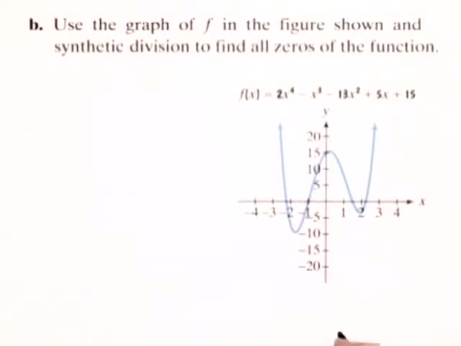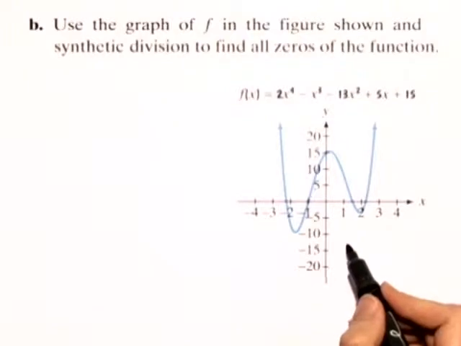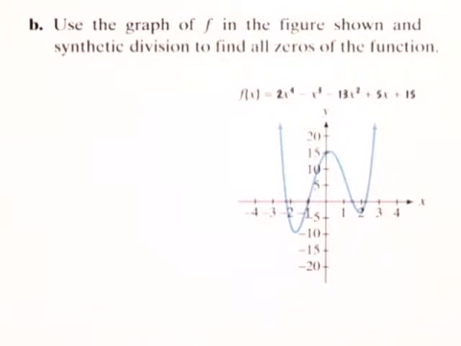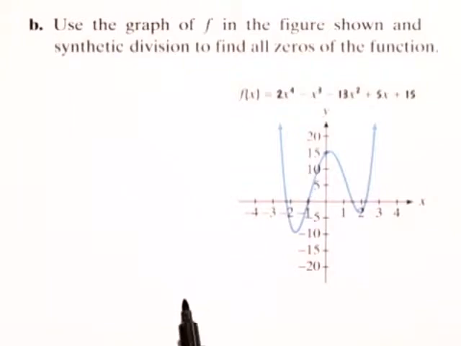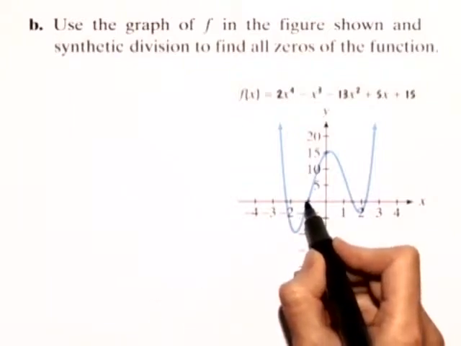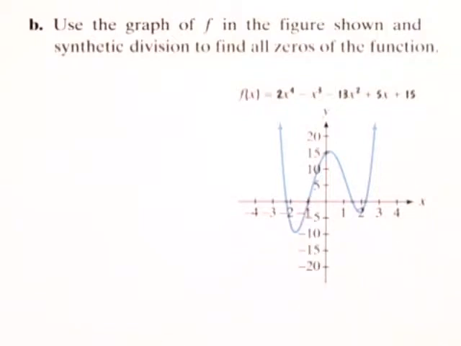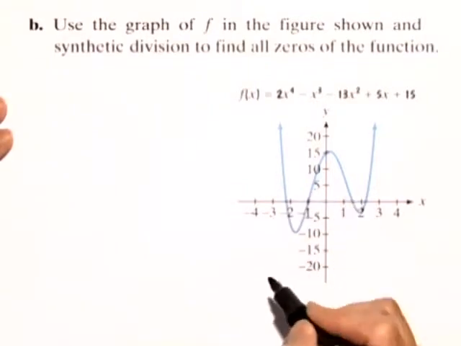Let's use the graph of our function and synthetic division to find all the zeros. Well, based on the graph, we can see that the graph crosses the x-axis in 4 different places. But only one of those places, right here at -1, does it cross right on an integer value. So we know that -1 is one of the solutions to our equation, or in other words, it's a root of our function.